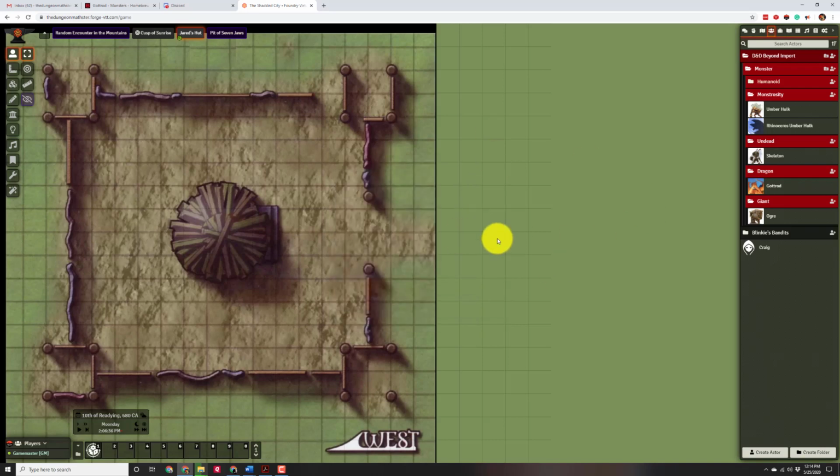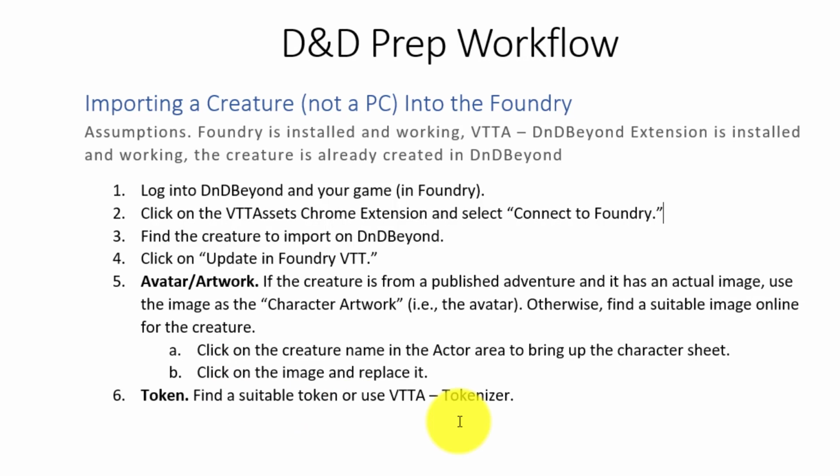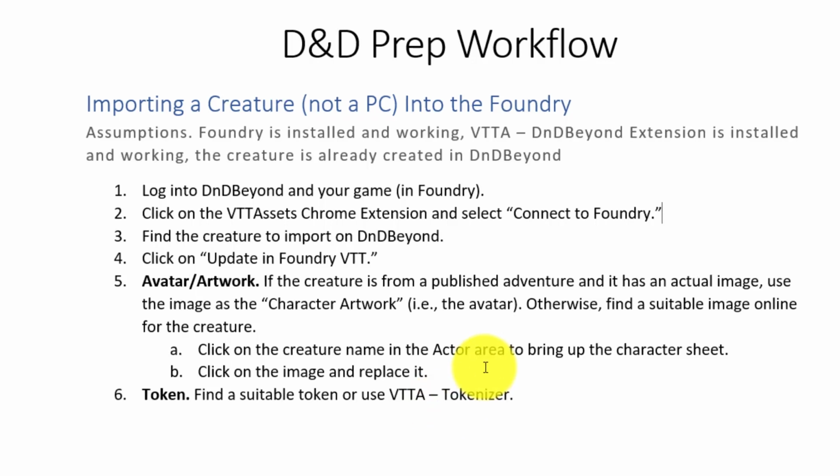Now, for the token, you can hunt around and find suitable tokens, or you could use, like I said, the Tokenizer. I just hunt around for suitable tokens online. I actually buy them because I like to support artists in the community. And so I have bought, I don't know how many, probably a couple hundred dollars worth of digital tokens because I really like to support people who are trying to make a living on this.